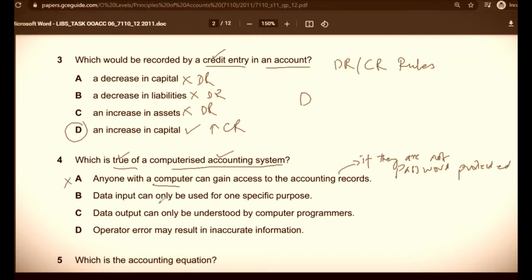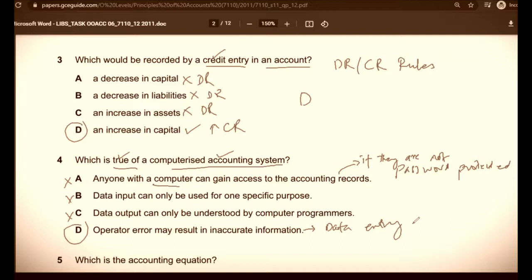Option B, data input can only be used for one specific purpose. This is not necessarily true as well. Data output can only be understood by computer programmers. Not necessarily. Operator error may result in inaccurate information. Yes, this sounds very right because if you make any error in the entry, this is a data entry error, and that is very much possible for a computerized accounting system.